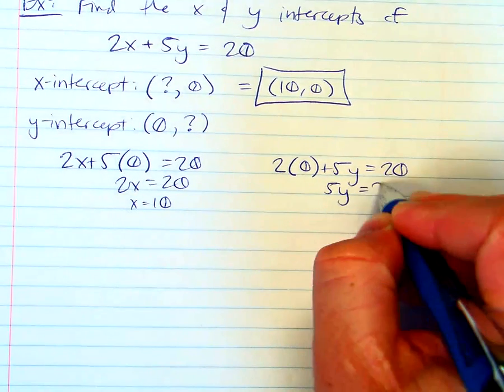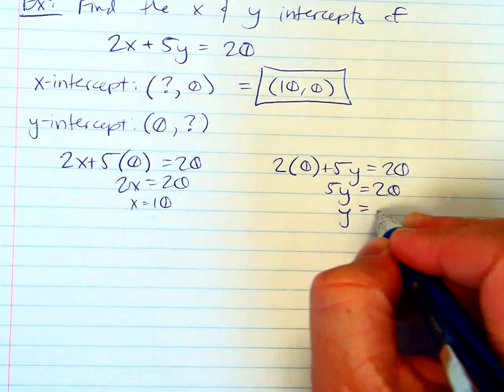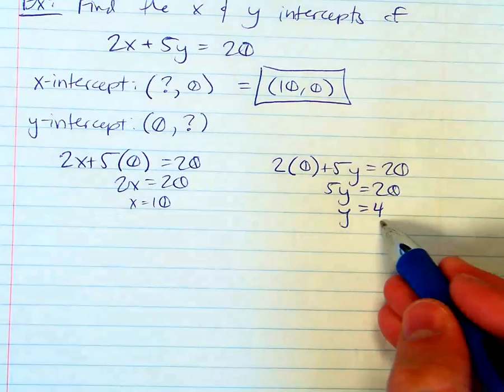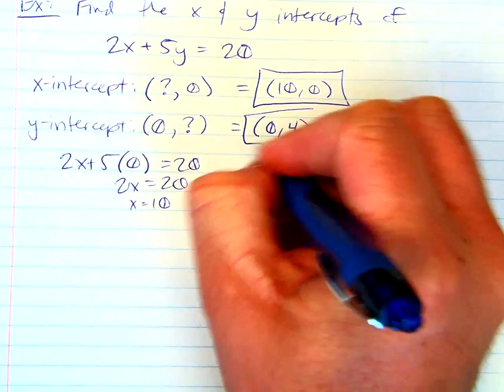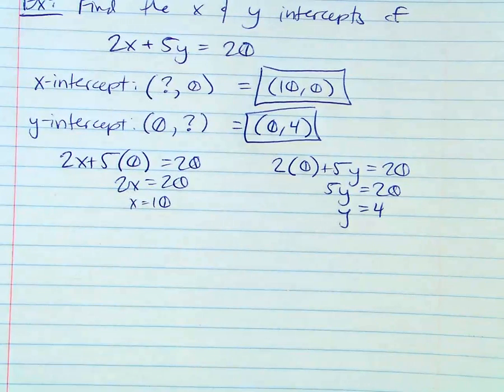So 5y equals 20. Divide by 5. It's a one-step equation to get 4. So the y-coordinate is 4. So this must be 0, 4. And those are our two intercepts.